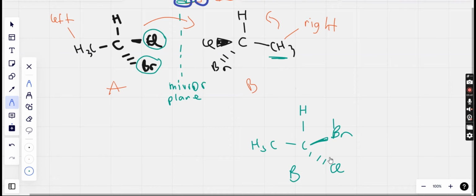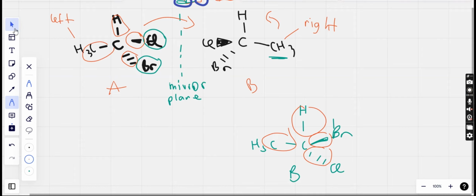So if you guys cannot get it, look at the wedge and dash here. Here, chlorine is the wedge. Here, chlorine is a dash. Here, bromine is a dash. Here, bromine is a wedge. And CH3 and H are exactly the same.